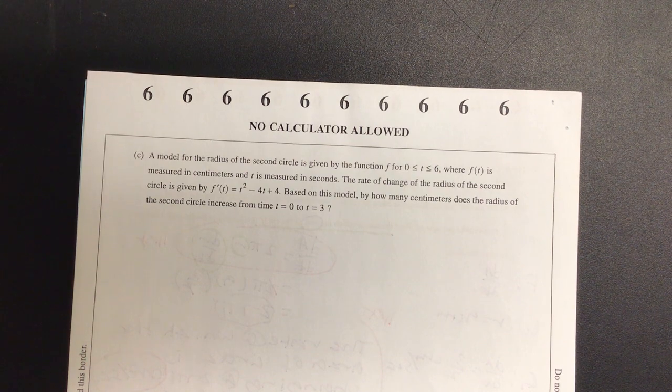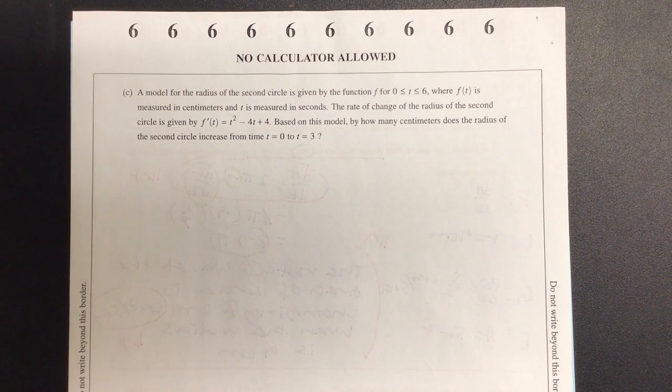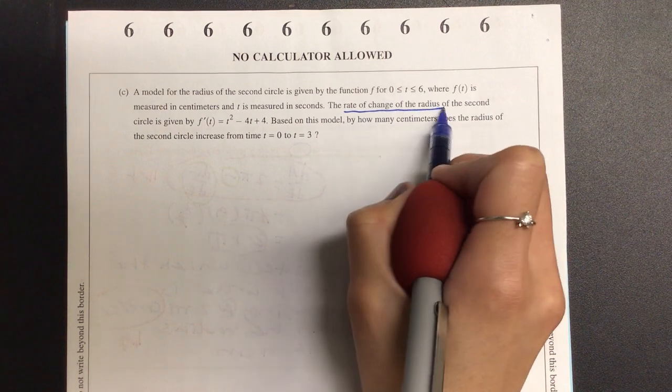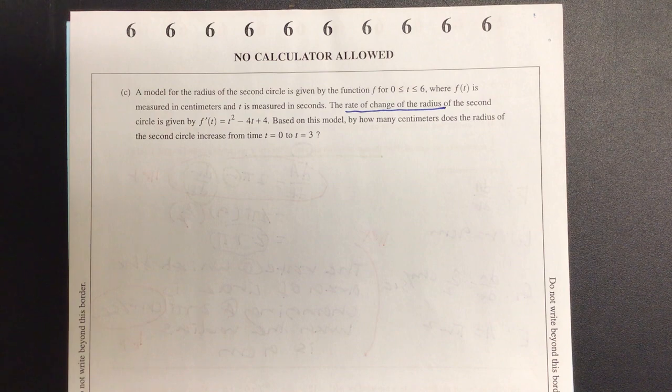A model for the radius of the second circle is given by the function f, where 0 is less than or equal to t is less than or equal to 6, where f of t is measured in centimeters and t is measured in seconds. The rate of change of the radius of the second circle is given by f prime of t equals t squared minus 4t plus 4. Based on this model, by how many centimeters does the radius of the second circle increase from time t equals 0 to t equals 3?